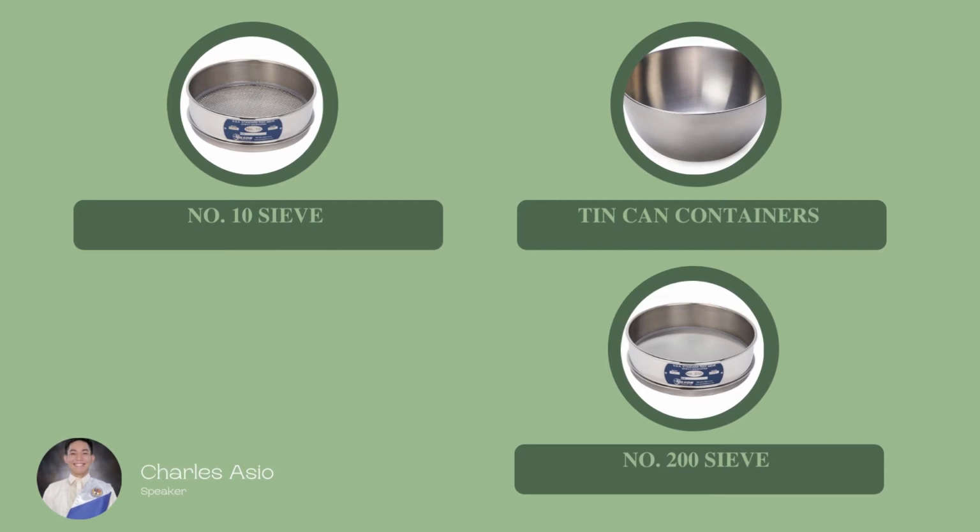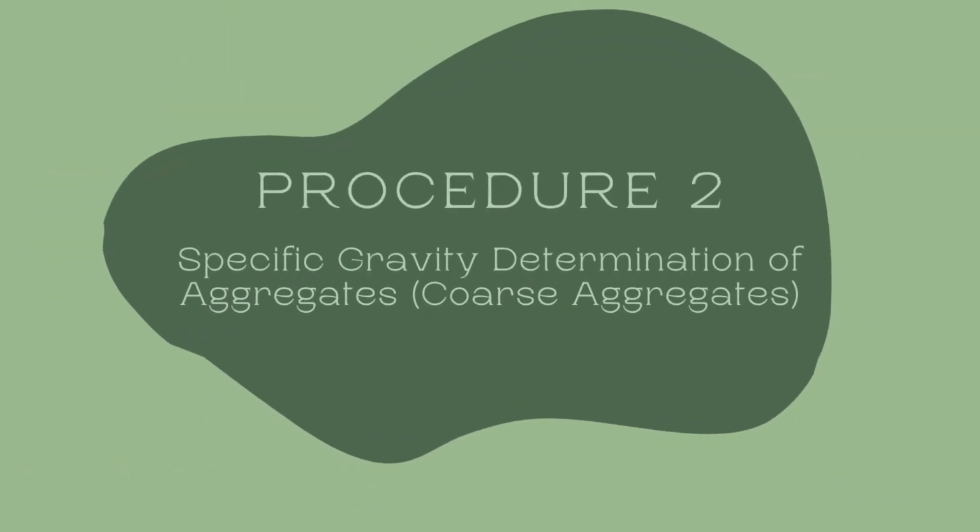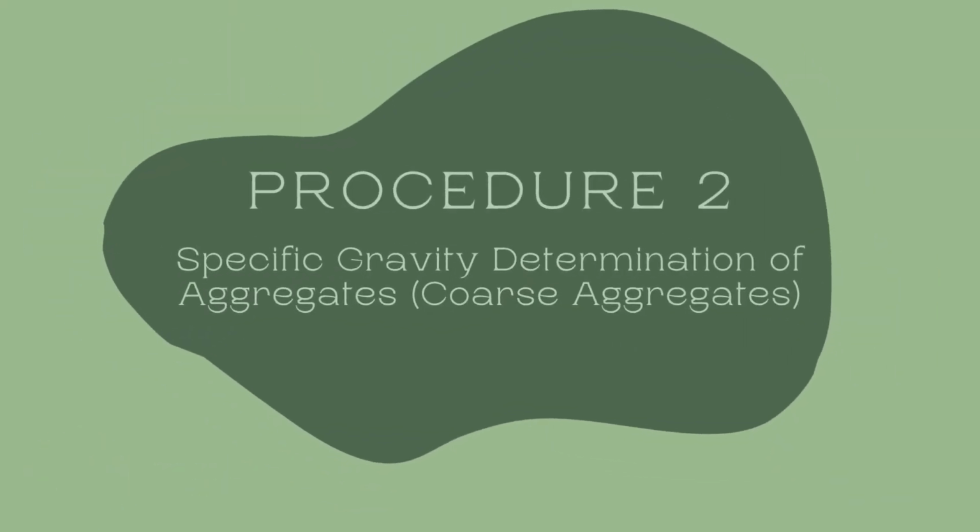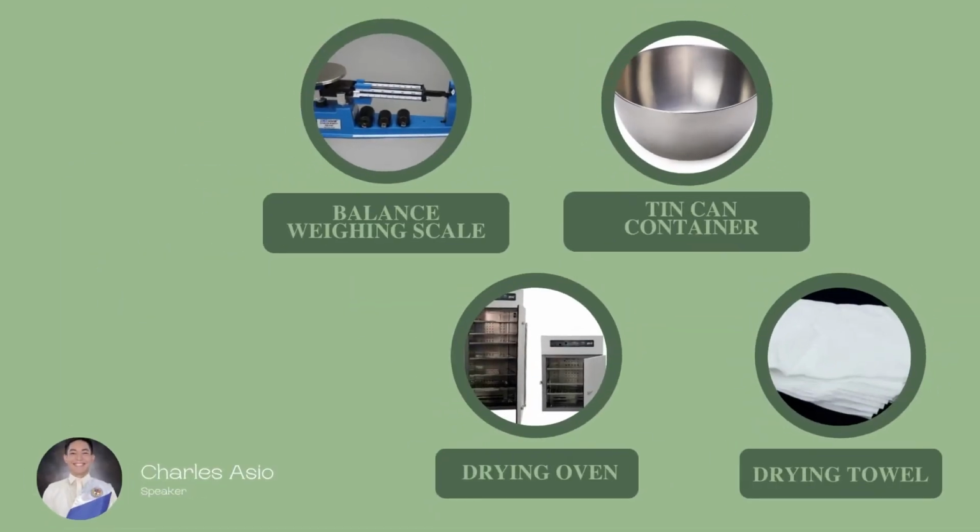The materials used in Part 2, Specific Gravity Determination of Coarse Aggregates, is first, balance. Second, container. Third, water tank. Fourth, drying towel. And fifth, oven.